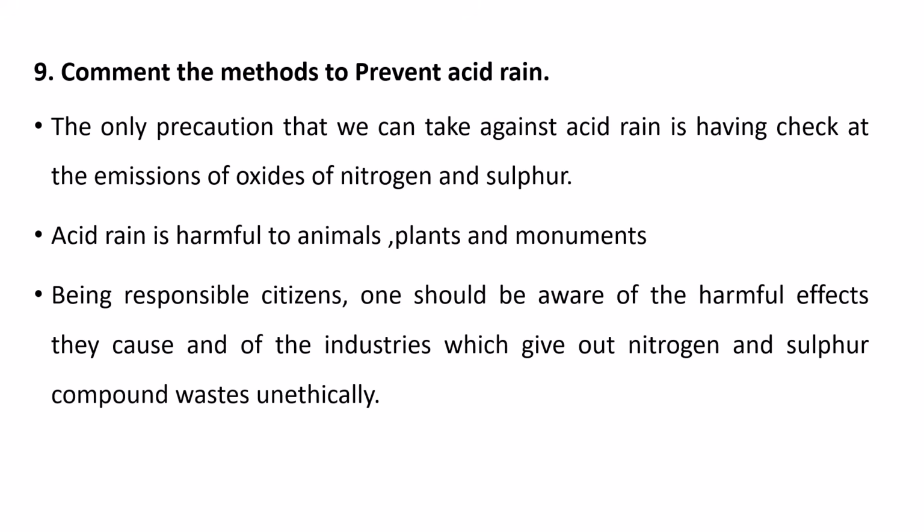Ninth one, comment on the methods to prevent acid rain. The only precaution that we can take against acid rain is having a check on the emissions of oxides of nitrogen and sulfur. Acid rains are mainly produced by the oxides of nitrogen and sulfur, which react with the water vapor or water molecules in the atmosphere and are converted to nitric acid and sulfuric acid. So that will be produced as acid rain.